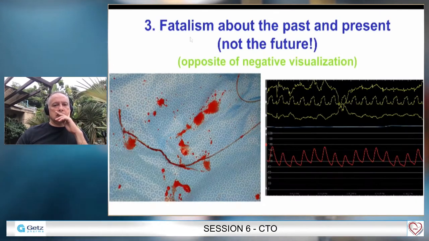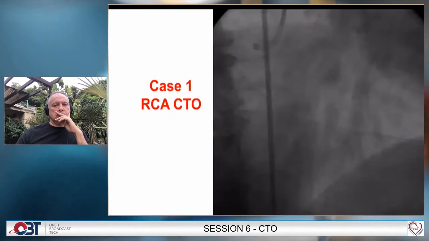A third technique is fatalism, which is about the past and the present, but not the future, which is the opposite of negative visualization. Negative visualization is envisioning what could go wrong. Fatalism means something has gone wrong, but we accept it. We don't try to think it could have been otherwise. It is what it is, and we do not believe it could have been better or different.